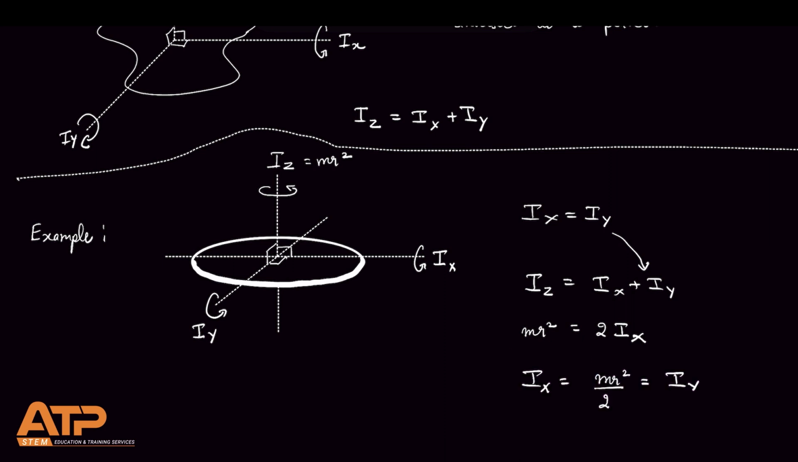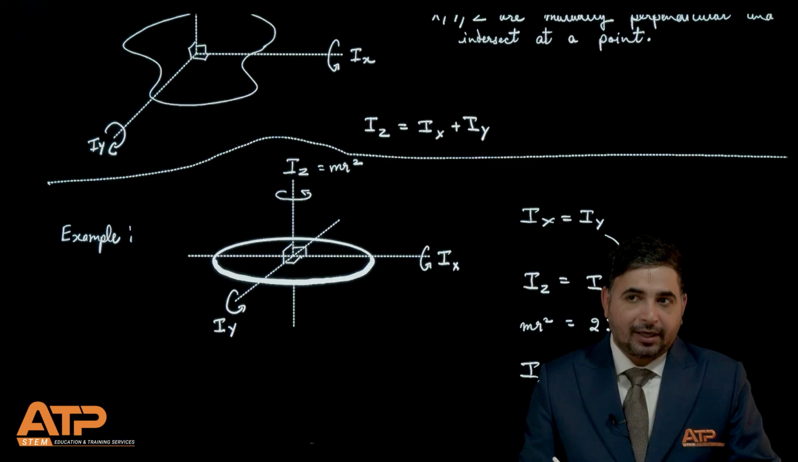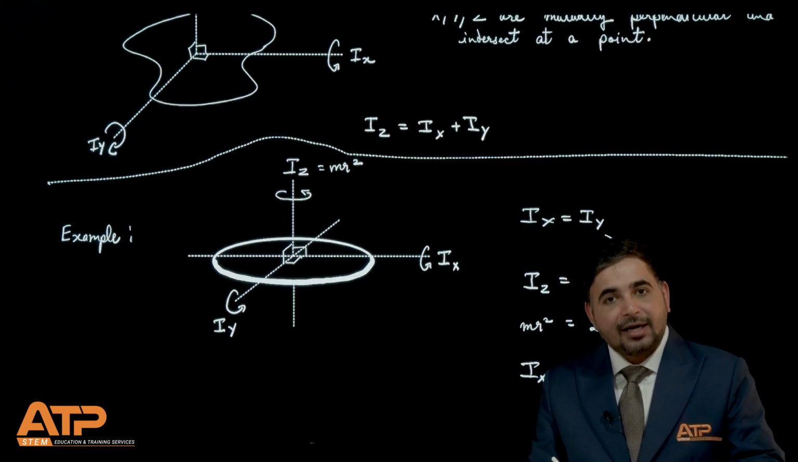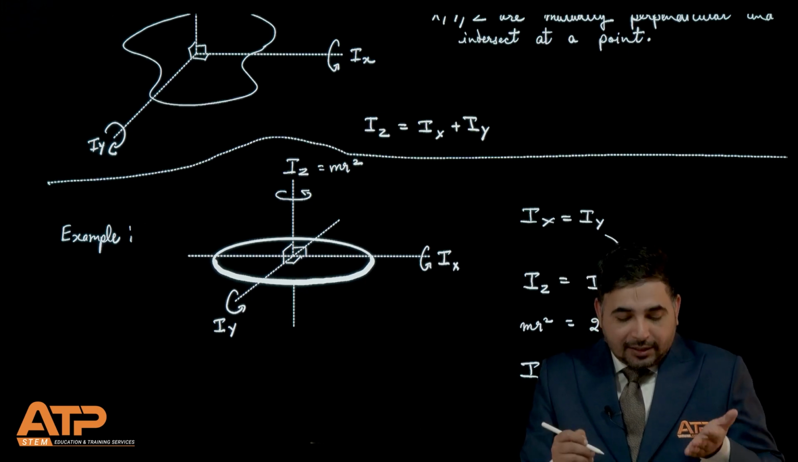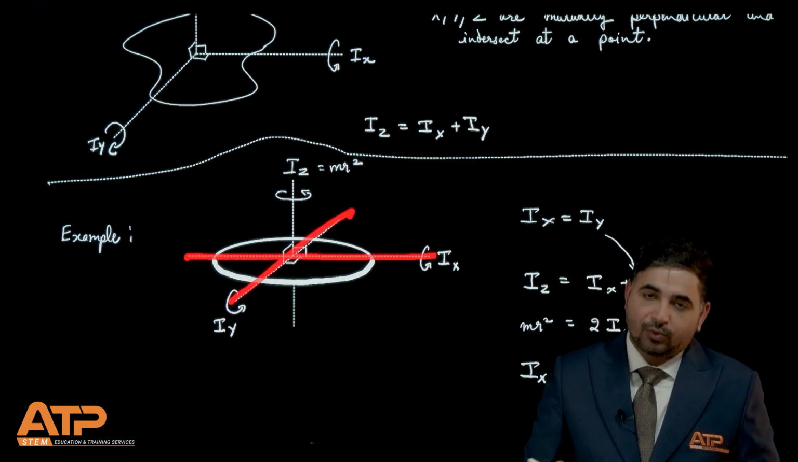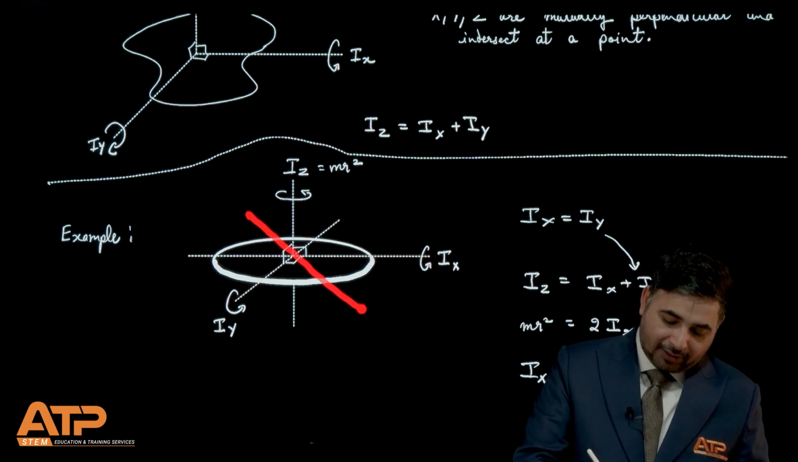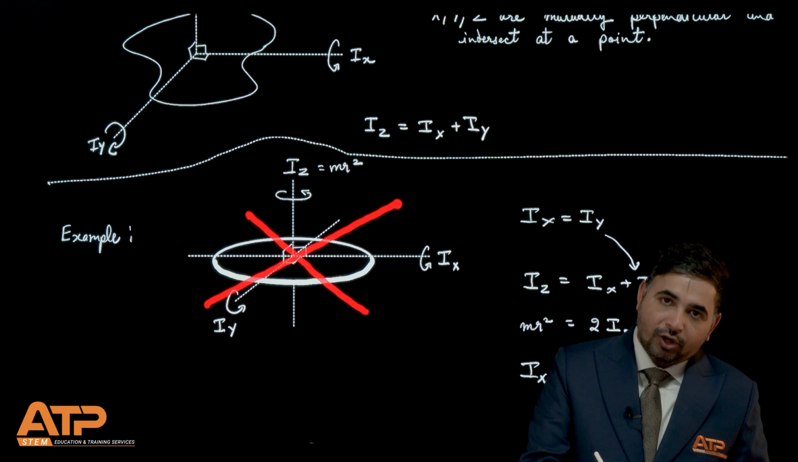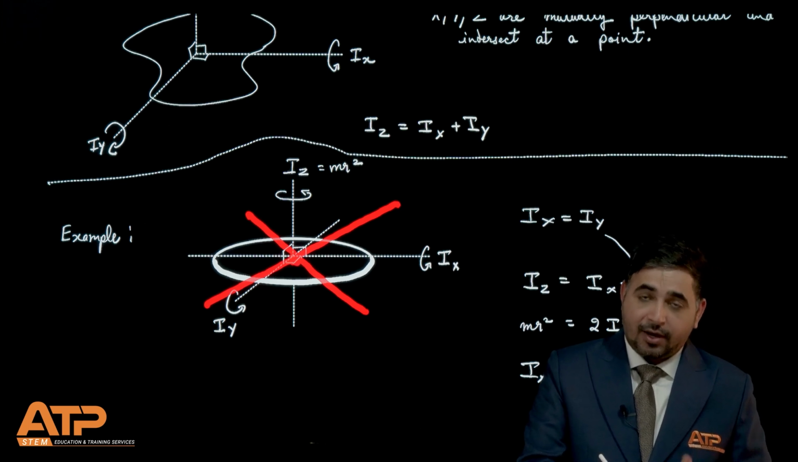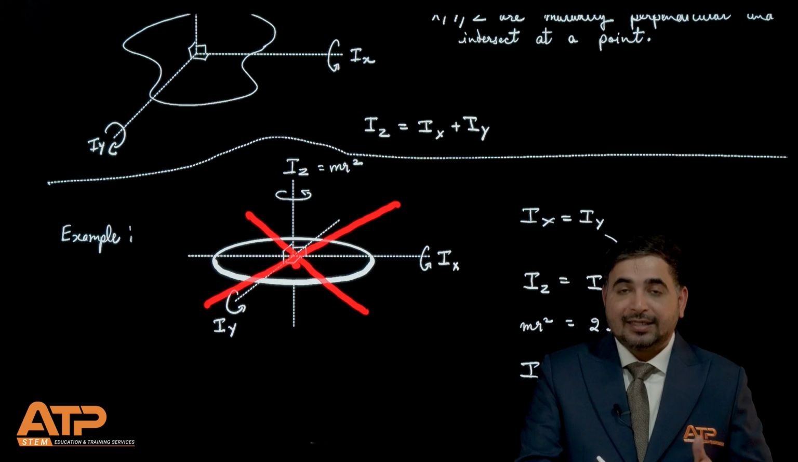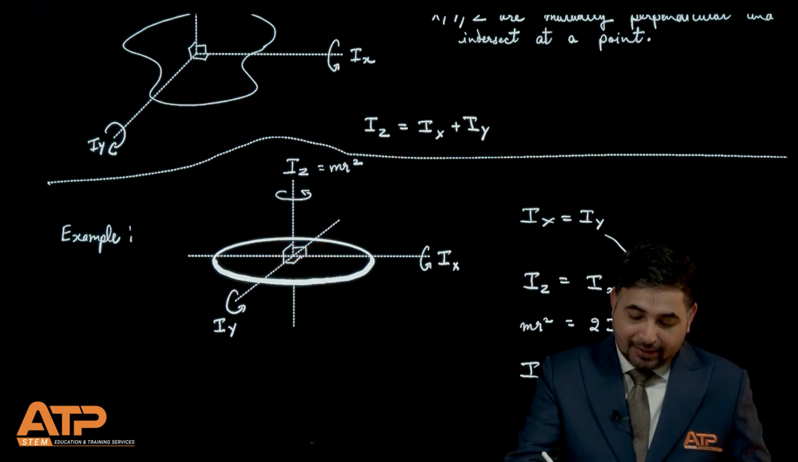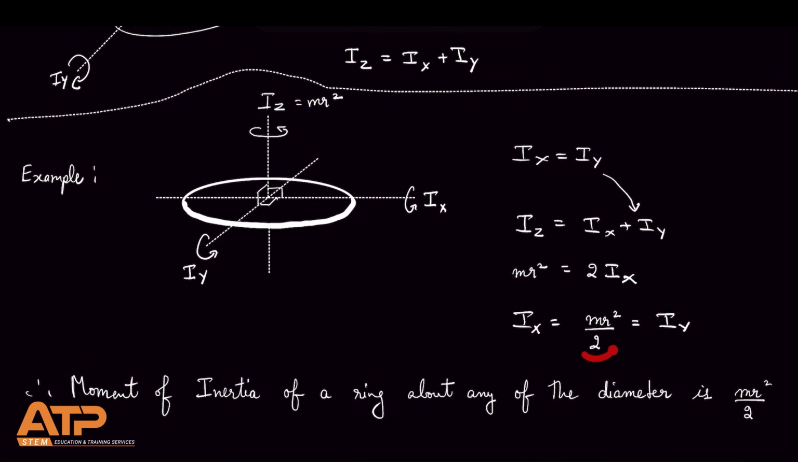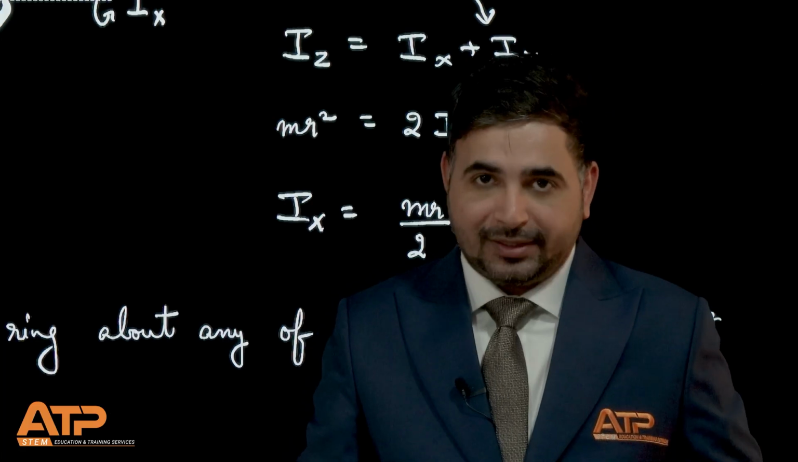So how much is Ix? MR square by 2, right? But Iy is also MR square by 2 because they are identical. But it doesn't have to be only x and y. This can be said about any diameter. Only in this diagram, I am taking the two diameters this way. I could have taken one diameter like this and another diameter perpendicular to it. As long as it intersects here, this will work, right? And since all diameters are identical, this moment of inertia of MR square by 2 is going to be the same about any diameter. I hope this example was clear.